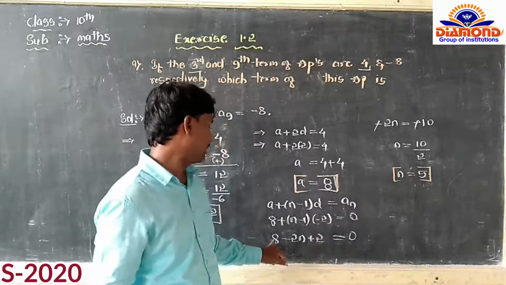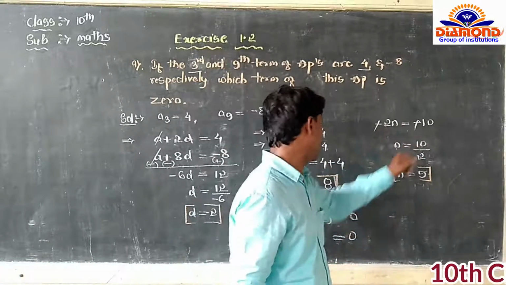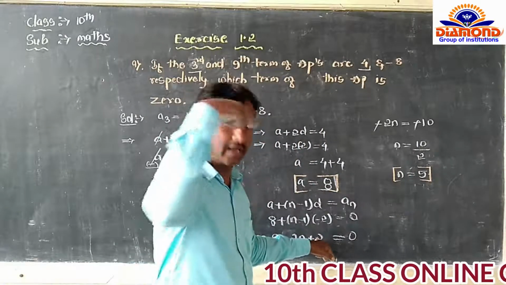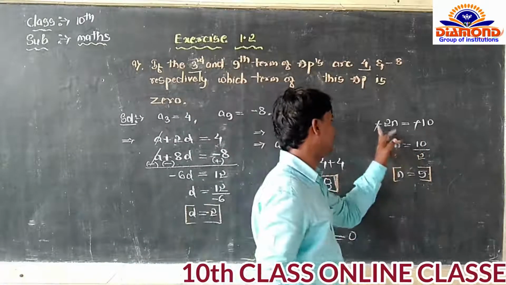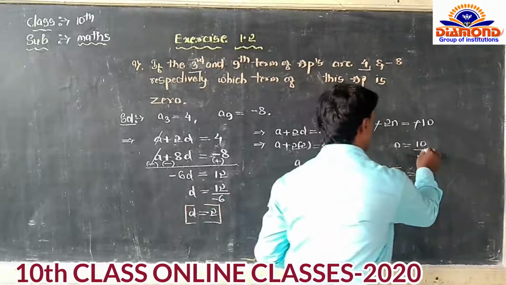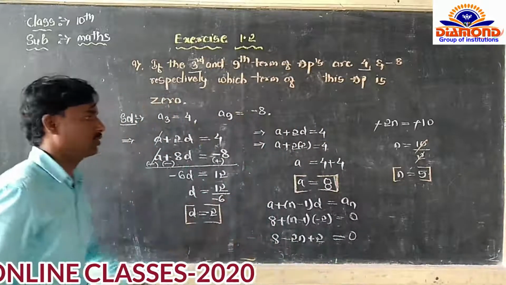Next, here minus 2n I wrote as it is, and 8 plus 2 is equal to plus 10. Transfer that to the other side and it becomes minus 10, both are getting cancelled, and n is equal to 10 by 2, dear students. 2 fives are 10, so the number of terms is equal to 5, dear students.